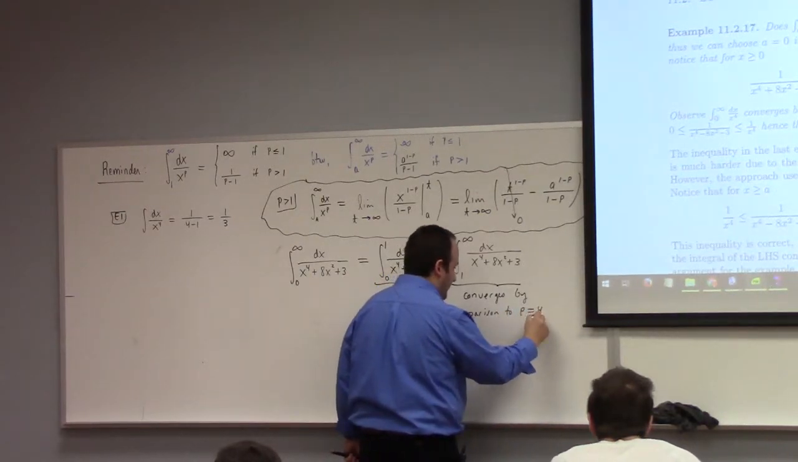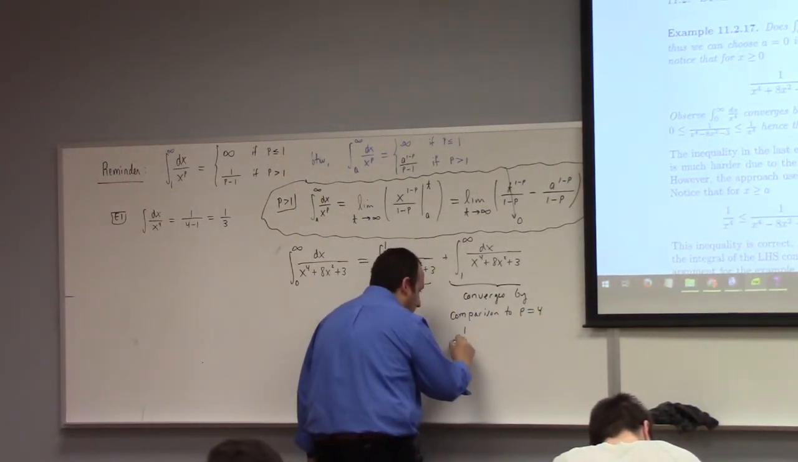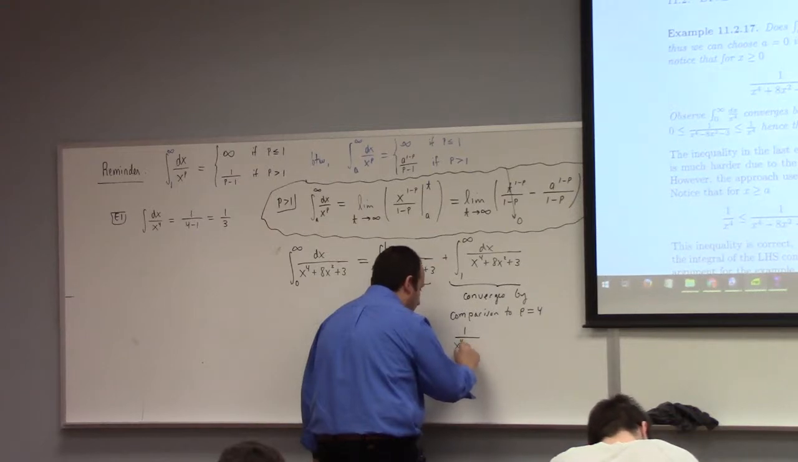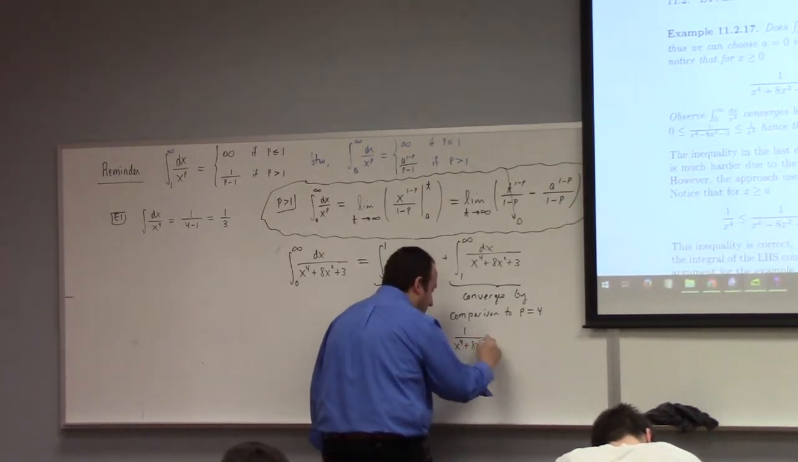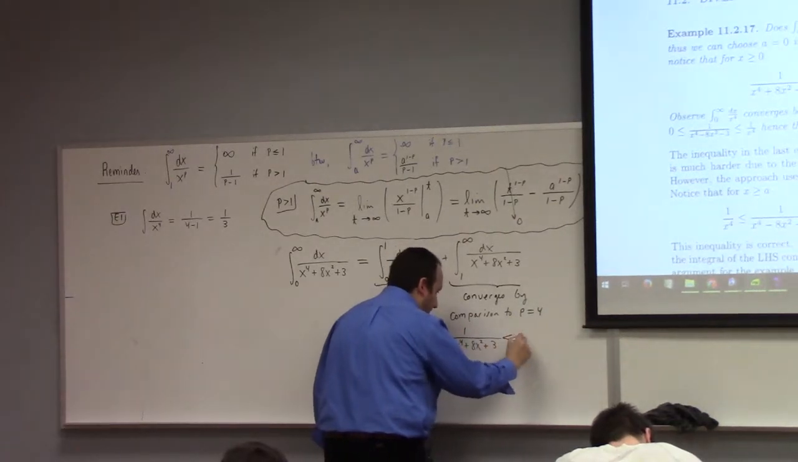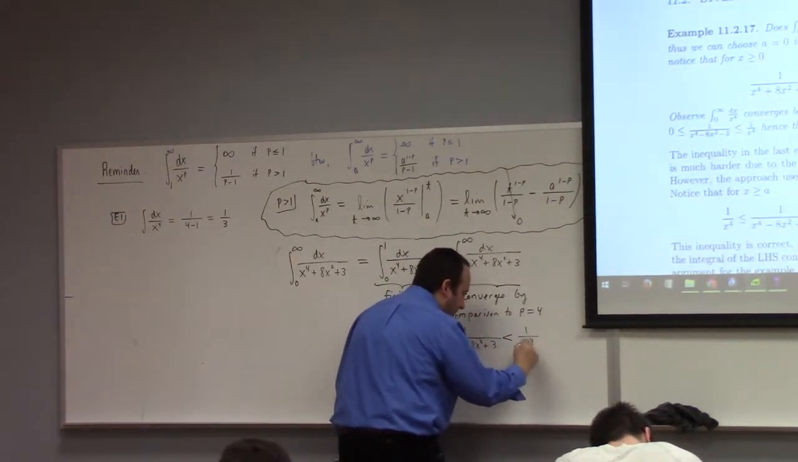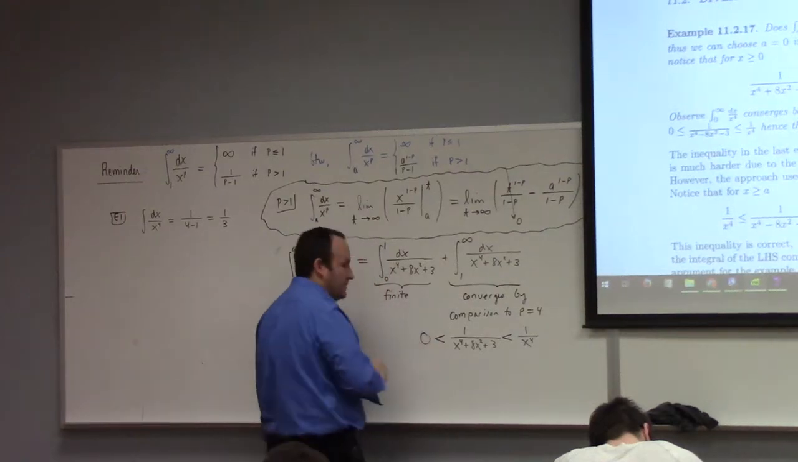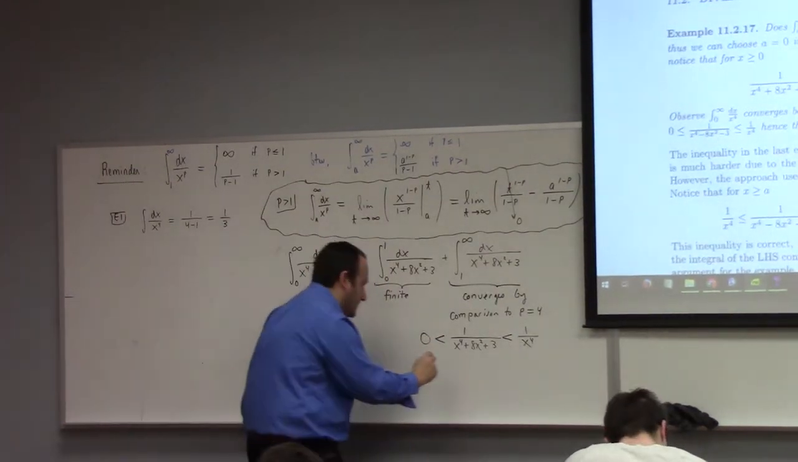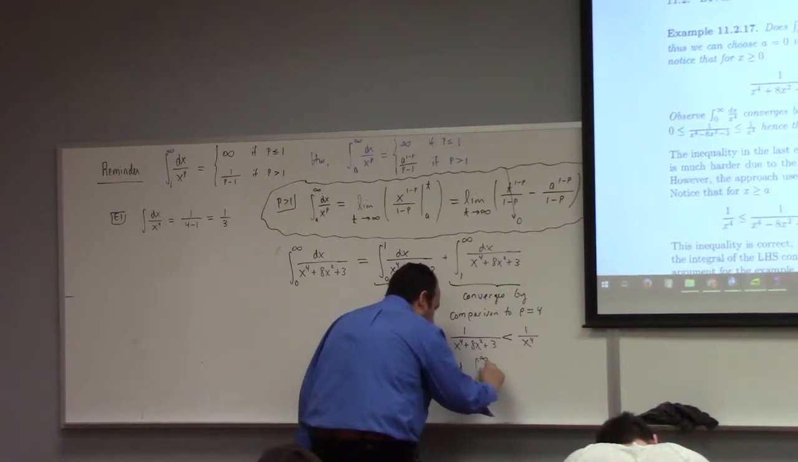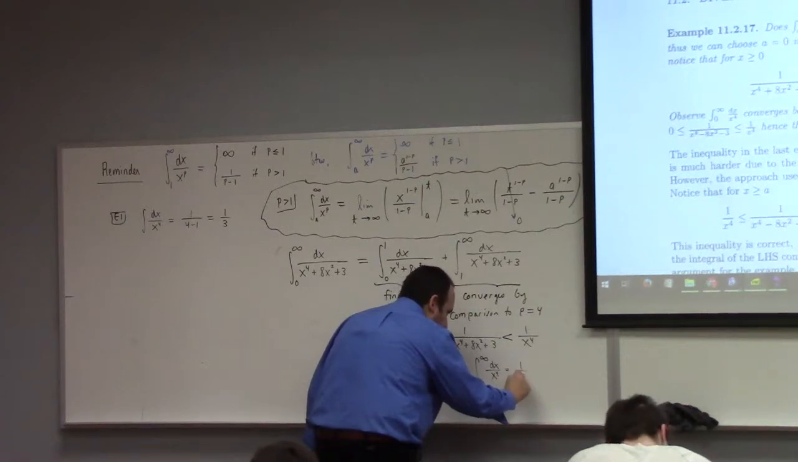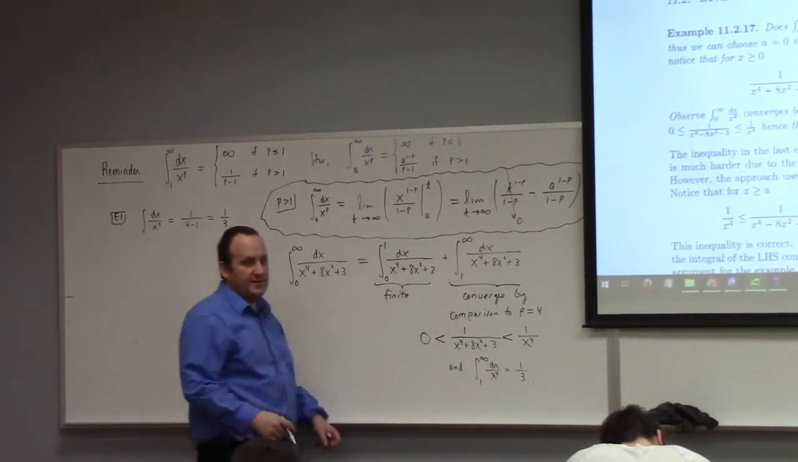P equals 4, right? Because 1 over x to the 4th plus 8x squared plus 3 is less than 1 over x to the 4th. And that's also positive. Right? And the integral, we know the integral from 1 to infinity of dx over x to the 4th is equal to what? It's equal to a third, right? We've talked about this.